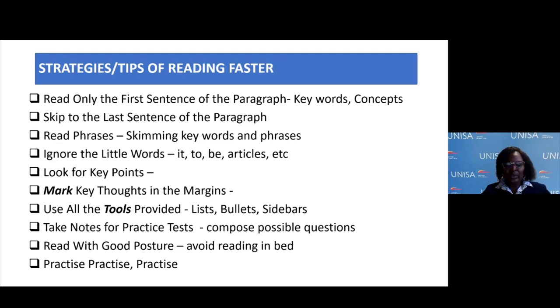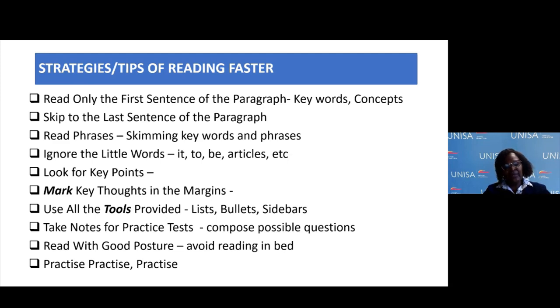And then you use all the tools that are provided, the lists, the bullets, the sidebars, and you take notes, and practice, you compose your own possible questions, because you know that eventually after you read, you are going to answer questions. There will be questions that you will need to respond to in your assignments and in your exams.